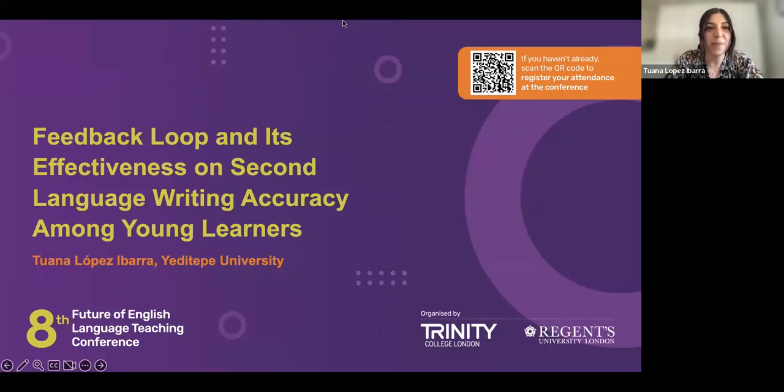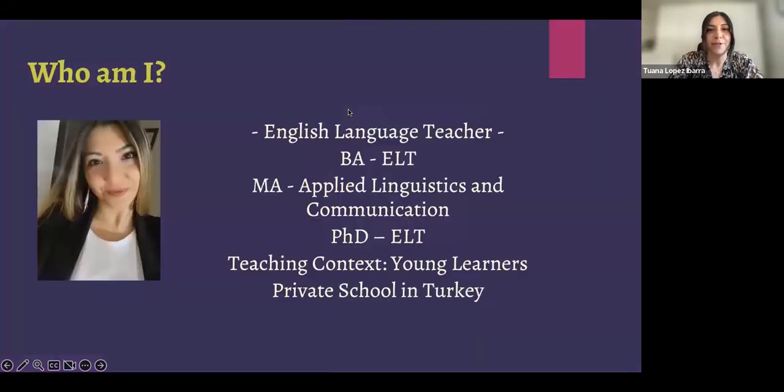And yeah, we'll talk about the feedback loop and its effectiveness in the context of young learners, in second language writing. So let's start. First, I would like to talk about who I am, really briefly.